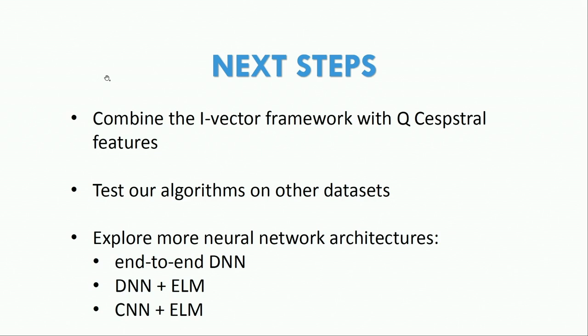As the next step, we want to investigate maybe the combination of i-vectors with cepstral features, to see if we can get better results. We definitely need to test our algorithms in new data sets, and we want to explore more neural network architectures, end-to-end DNN. We want to explore a little bit more the DNN plus ELM and CNN plus ELM.